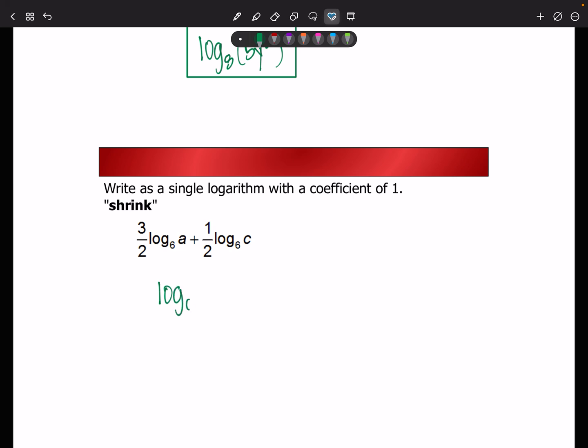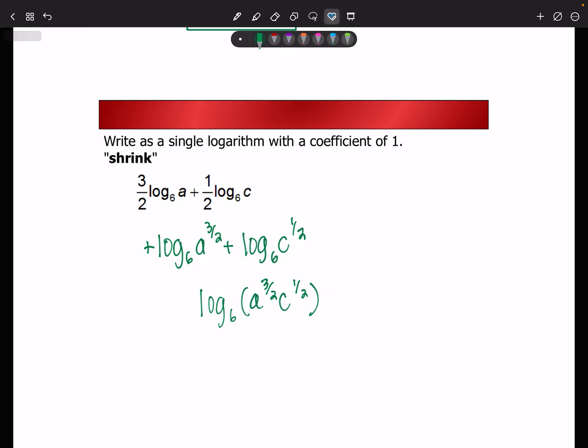Okay, we've got log base 6 of a to the 3/2 plus log base 6 of c to the 1/2. Now that's both a square root. So they're both a square root right here. So we're going to be able to rewrite this as log base 6. And then because they're both positive logarithms, we're going to take a to the 3/2, c to the 1/2. And because they're both a square root, I'm going to rewrite this as log base 6 of the square root of a cubed c to the 1st.